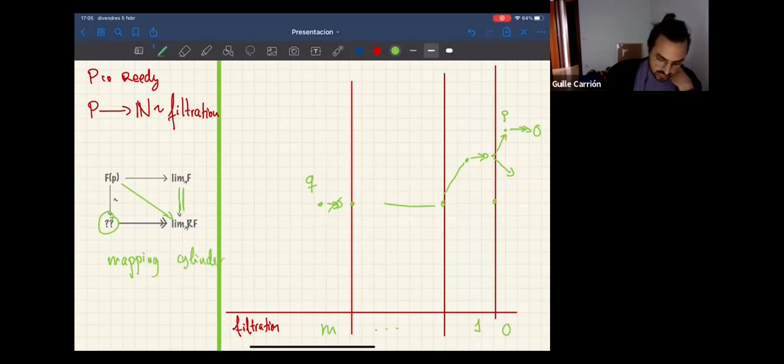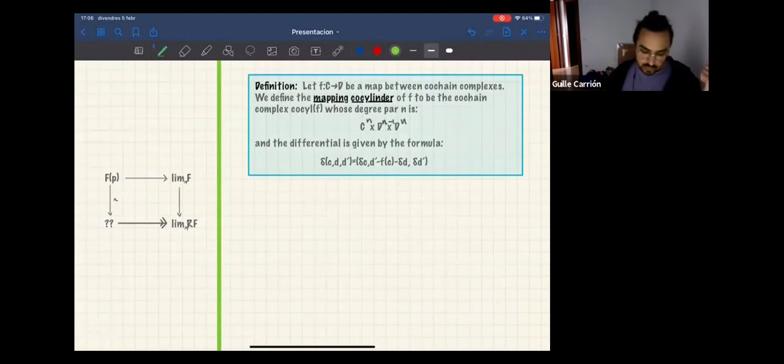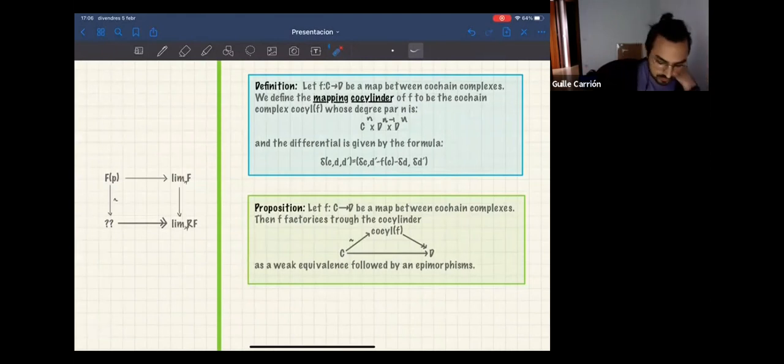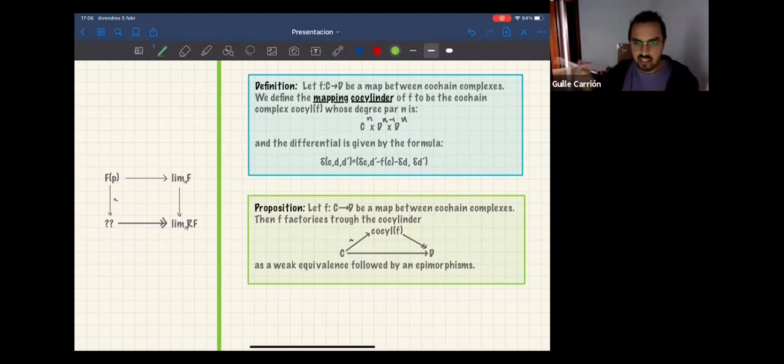Mapping cylinder gives you a factorization like this. It's not the factorization that we want, but there is a dual concept, the mapping cocylinder, that I'm going to introduce now. We don't care about its degree part, or what the differential is, because we care about this factorization. Later, in an example, we compute this explicitly and make this easier to understand.